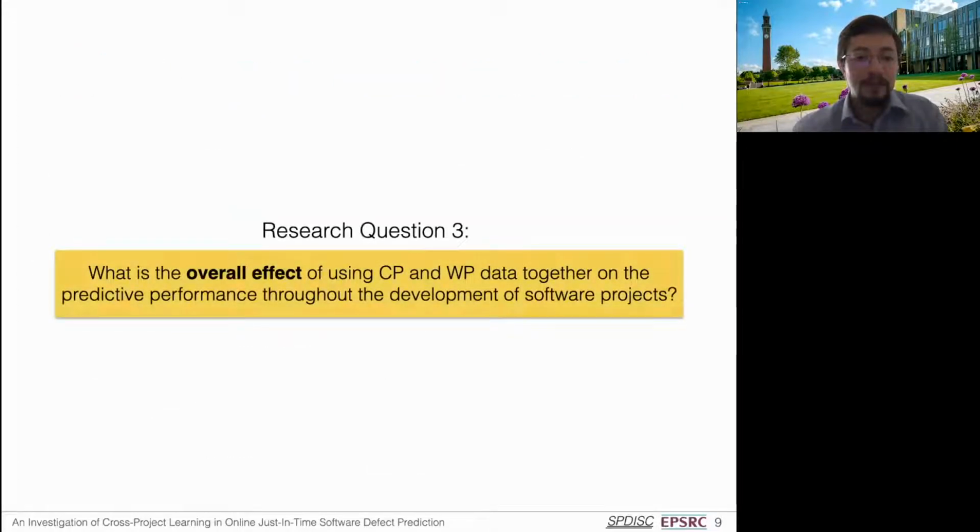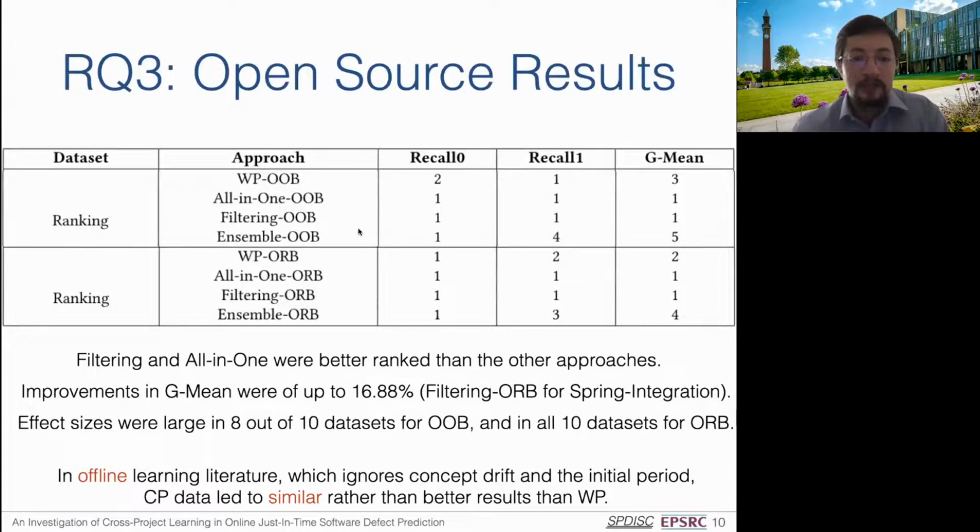Our third research question was, what is the overall effect of using cross-project and within project data together on the predictive performance throughout the development of software projects? So all the way from the beginning to the end. And what we observed basically was that filtering and the all-in-one approach were again better ranked than the other approach. And this was both in terms of the G-means and in terms of the individual recalls on the clean and on the defect-inducing class. The improvements in G-mean were of up to 16.88% for the cross-project approach, and the effect sizes were again typically large.